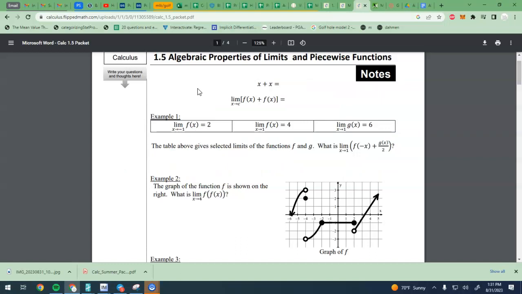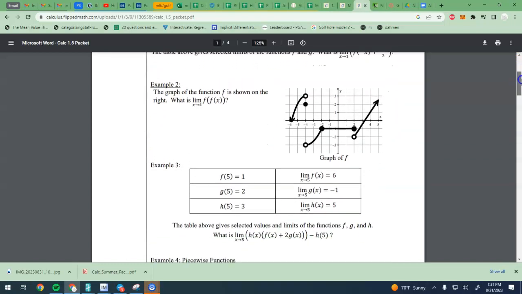I like these graph ones. So example 2, they give us a graph. And this is a composite function. So let me back up before I do this. This is like a review of what a composite function looks like.